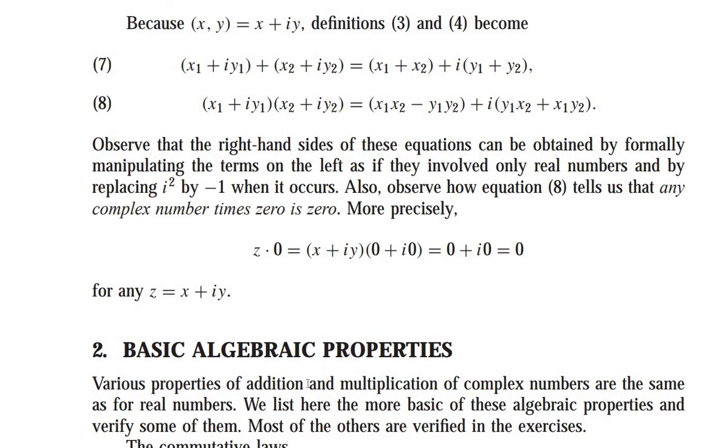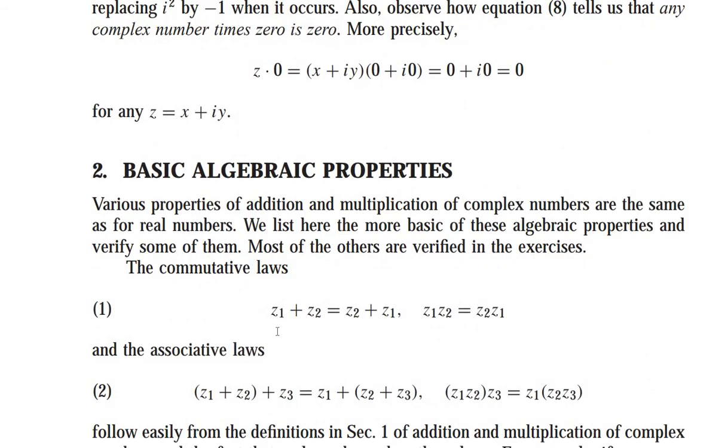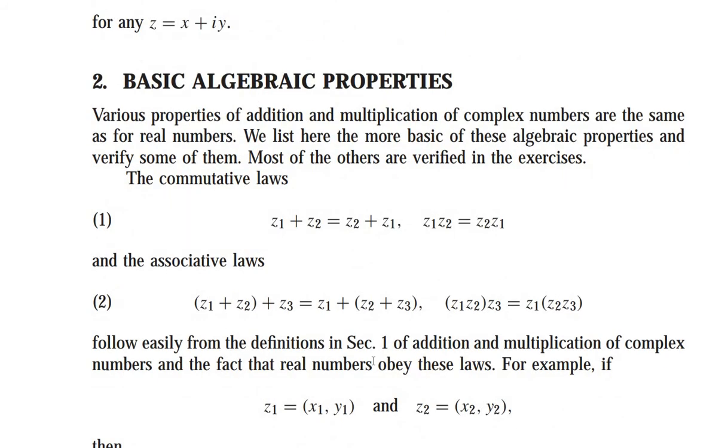Some basic algebraic properties. That one is, in complex numbers, z1 plus z2 equals z2 plus z1, and in the case of multiplication, in both cases the commutative property exists in complex numbers. Similarly, the associative law also holds in complex numbers. All of the rules that apply to the real number system also apply in the complex number system.